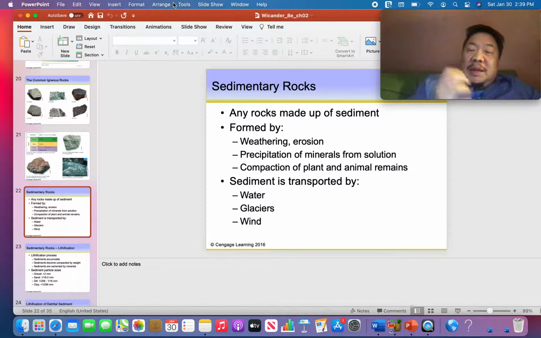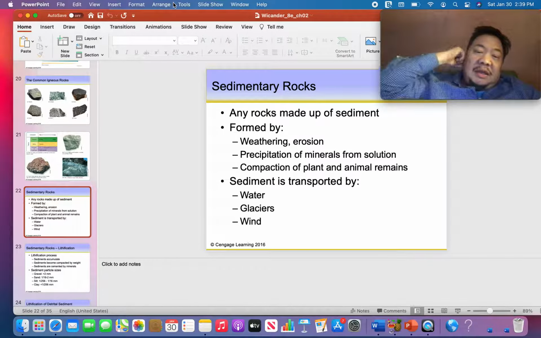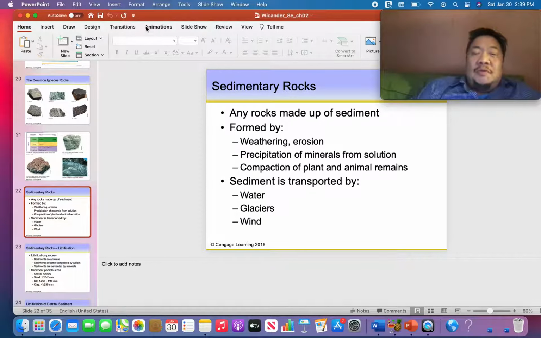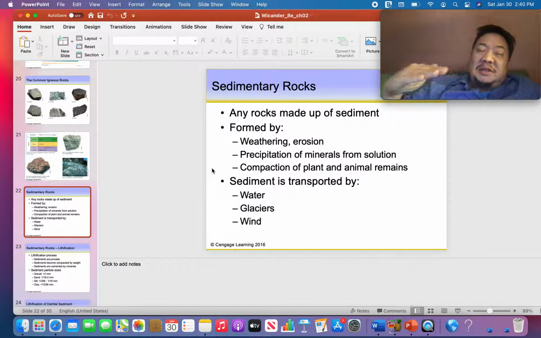So sediment is basically gravel, sand, silt, or clay. And it's deposited by water, wind, or ice. So water, wind, or ice moves the sediment, and then it deposits that sediment somewhere else. And that somewhere else is called the depositional environment.